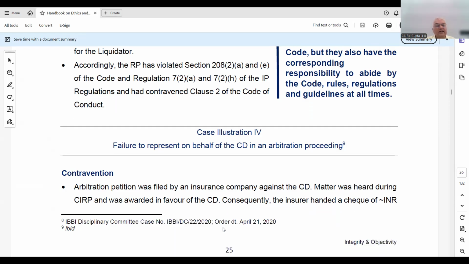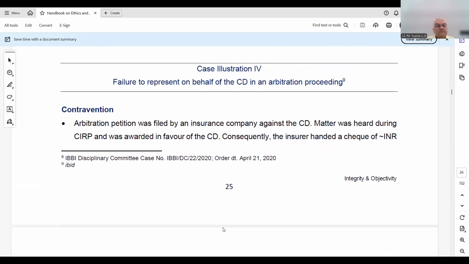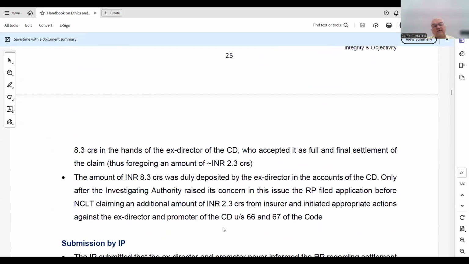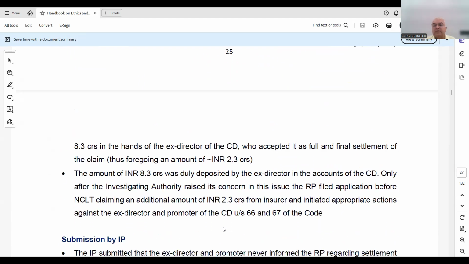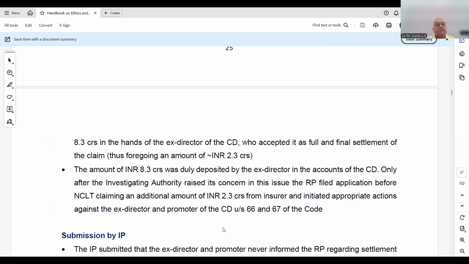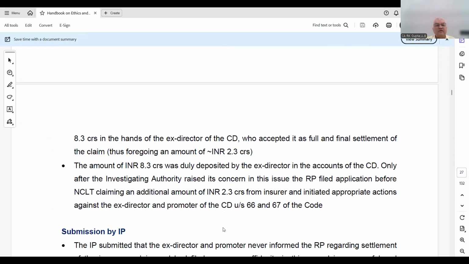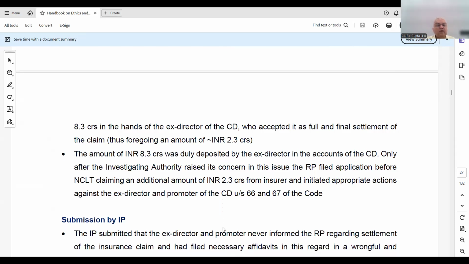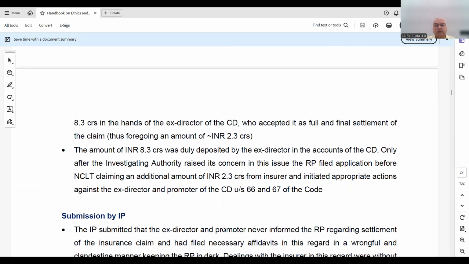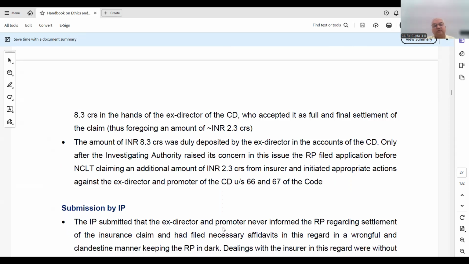Consequently, the insurer handed a check in the hands of the ex-director of the CD, who accepted it as full and final settlement of the claim, thus foregoing an amount of 2.3 crores. The amount of INR 8.3 crores was duly deposited by the ex-director in the accounts of the CD.